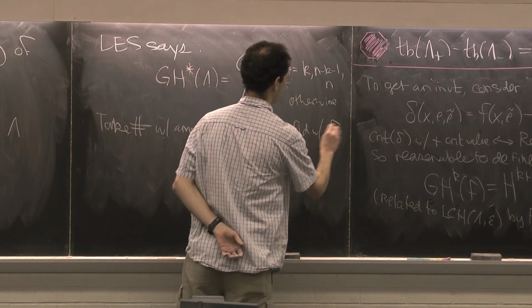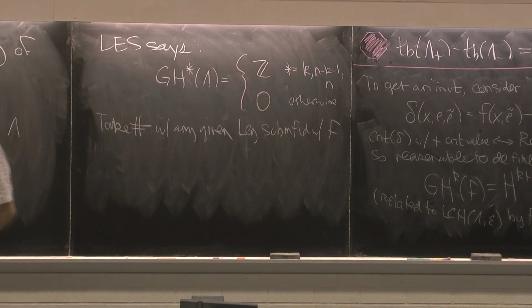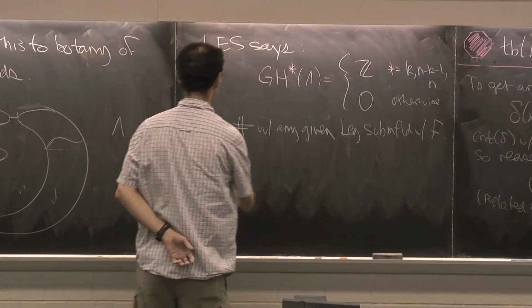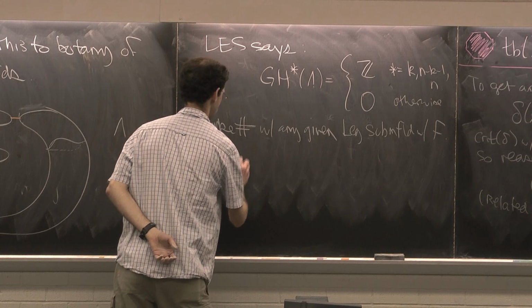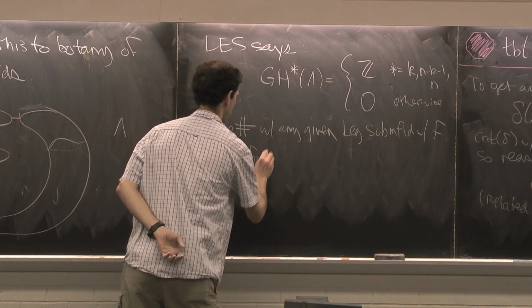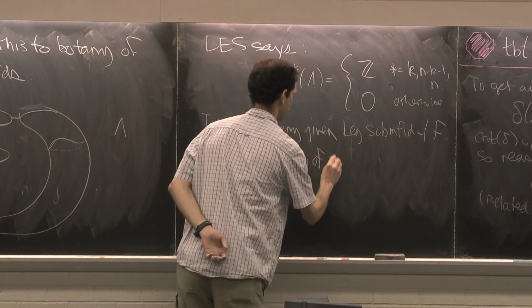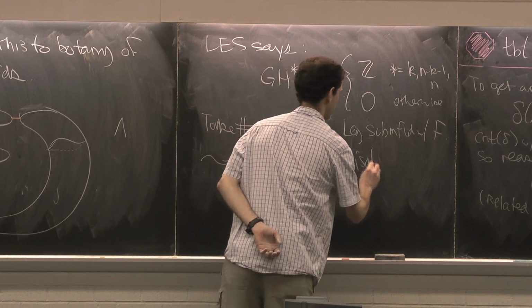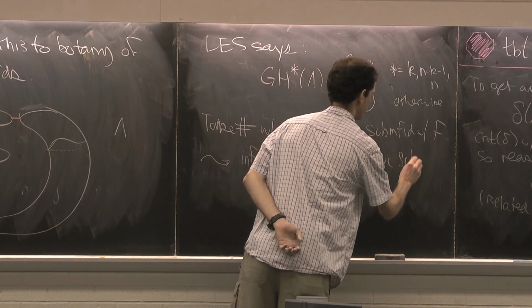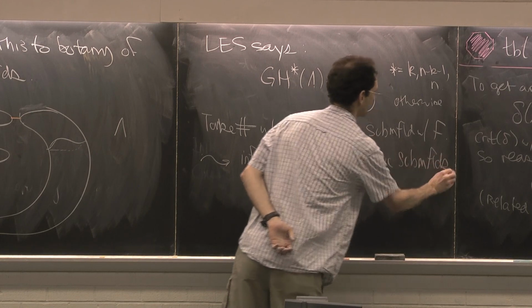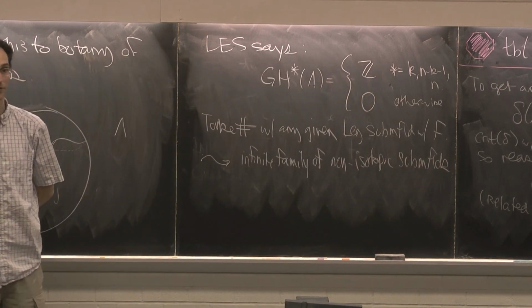Well, that Legendrian submanifold better have a generating family, and this gives me an infinite family of non-isotopic Legendrian submanifolds.